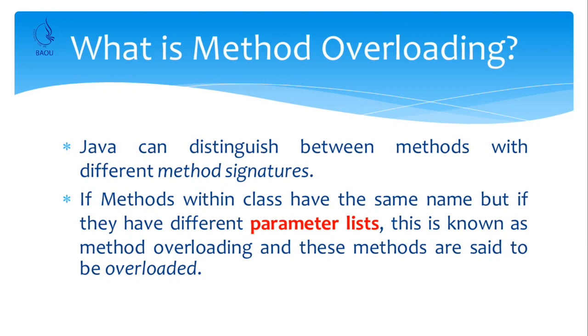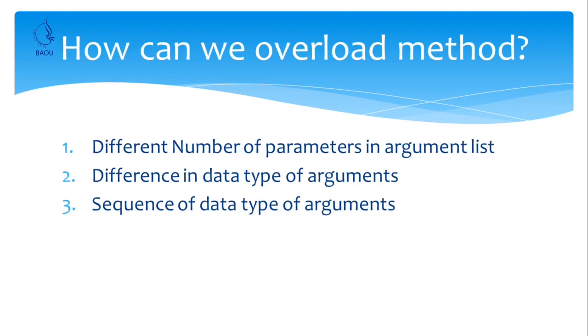Java can distinguish between methods with different method signatures. The prototype for a method is called a signature in Java. If methods within a class have the same name but take different parameters, then this is known as method overloading, and these methods with the same name are said to be overloaded. That means we have the same method but with different parameters.